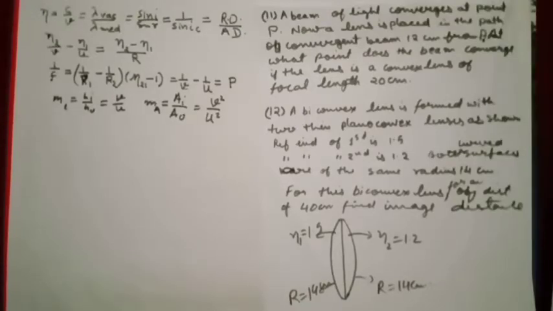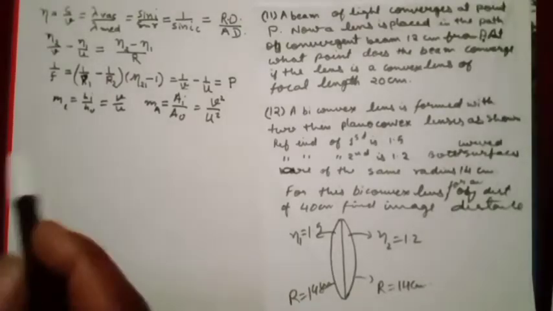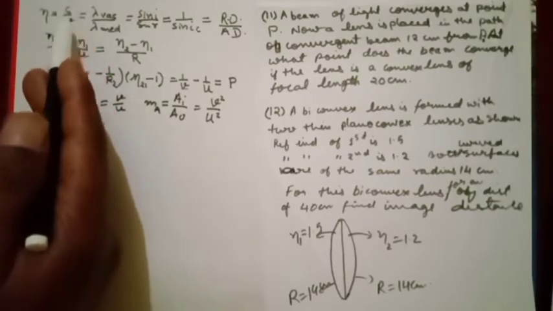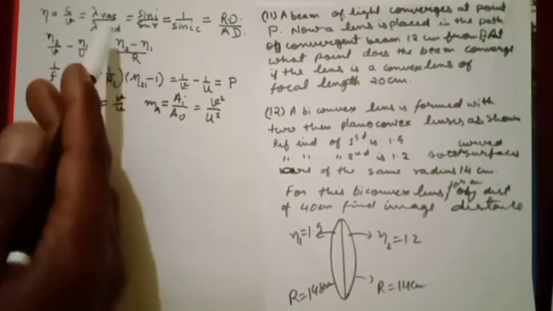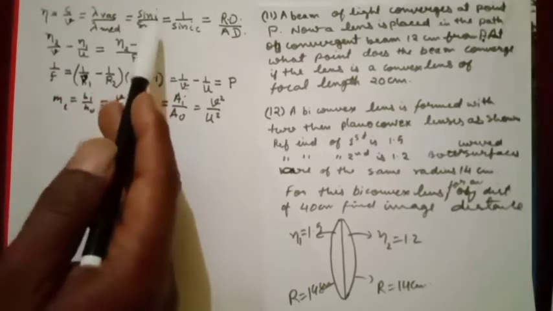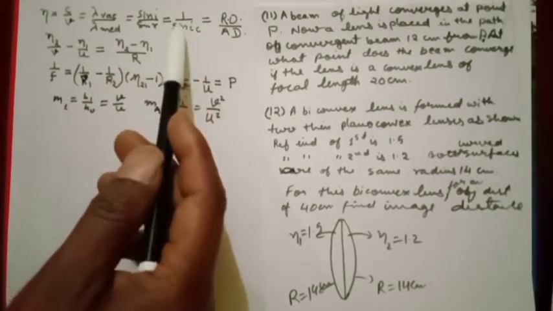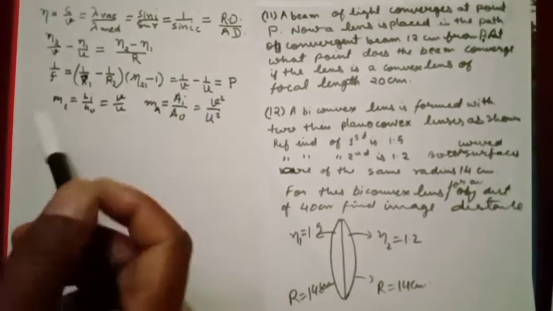Class 12th Physics, Ray Optics. So let's begin with some formulae. Refractive index equals c by v, lambda in vacuum upon lambda in medium, sin i upon sin r, and 1 upon sin iC, where iC is the critical angle, and all those things.